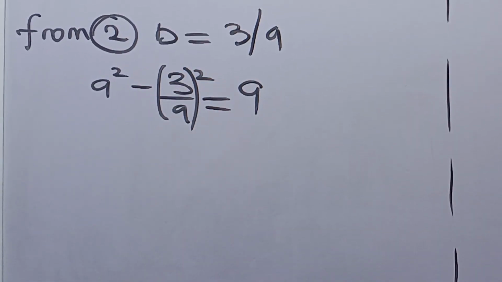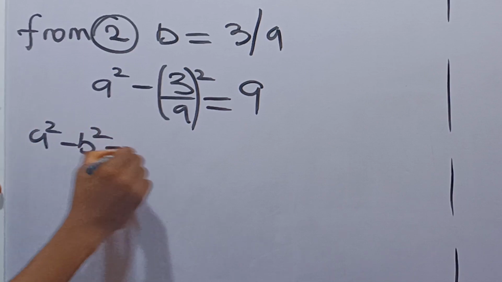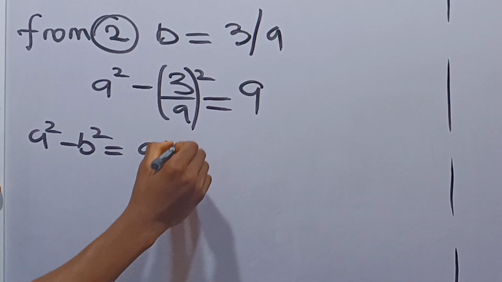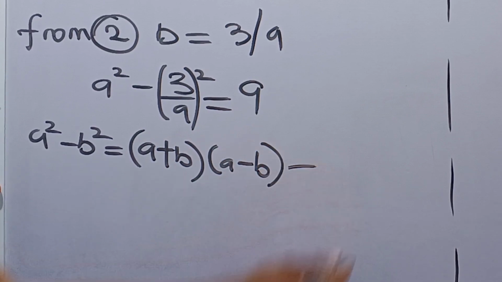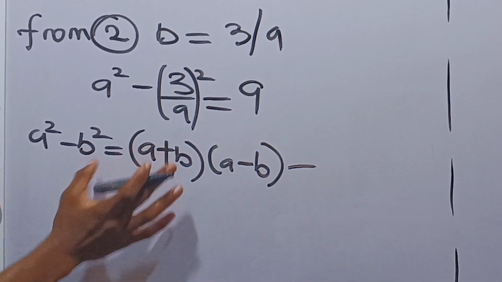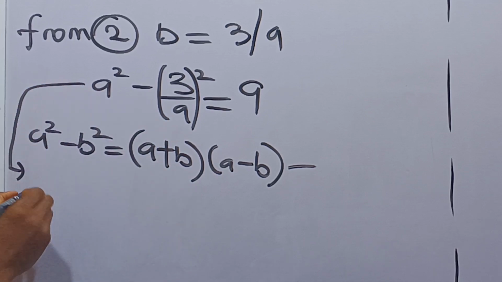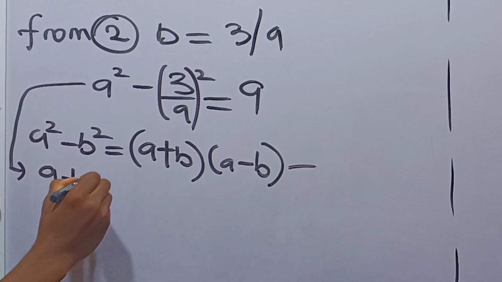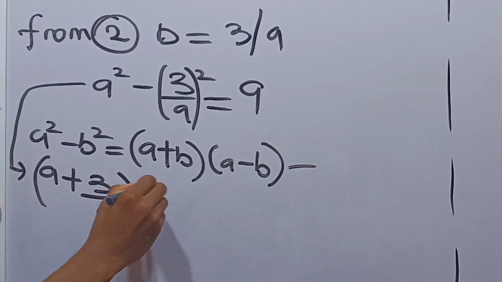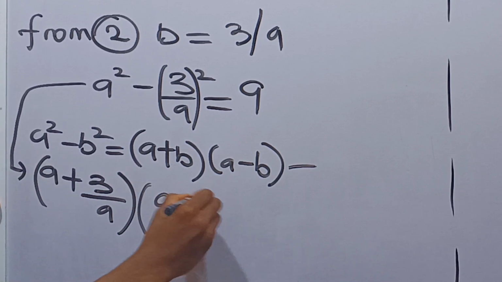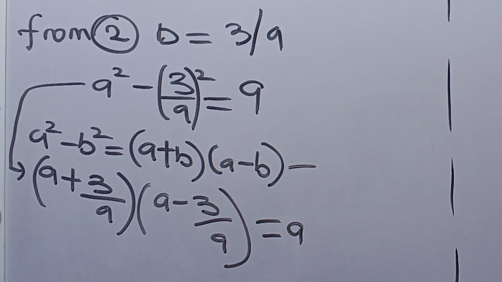Now recall that when we have a squared minus b squared, it is equal to a plus b multiplied by a minus b, and this is from difference of two squares. Alright. Now applying this law here, this becomes equal to a plus 3 over a, into a minus 3 over a, equals 9.